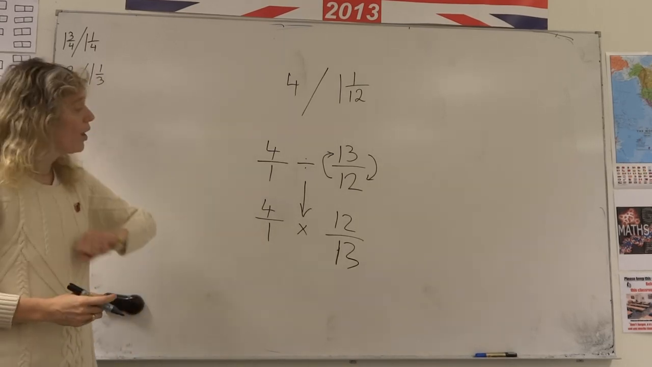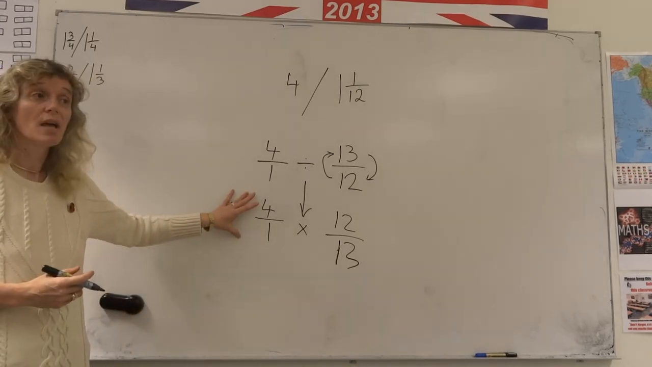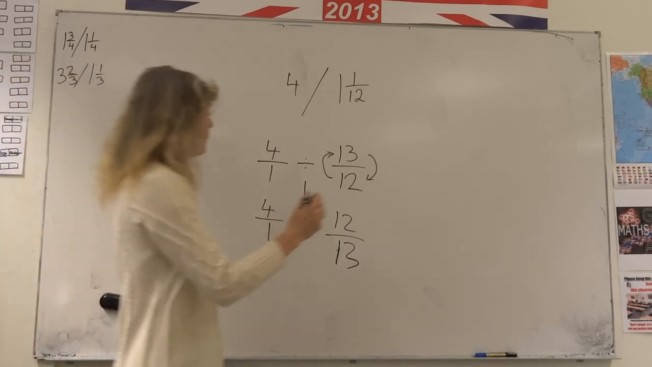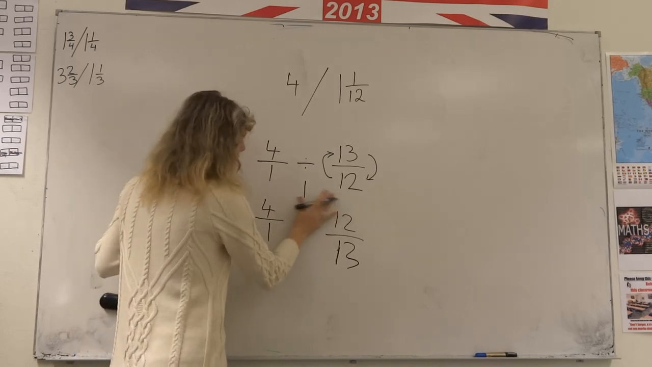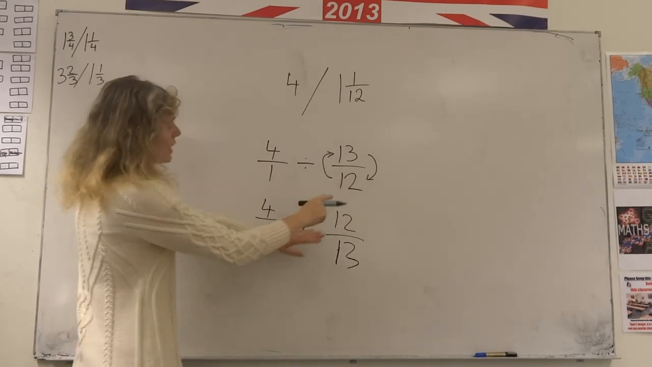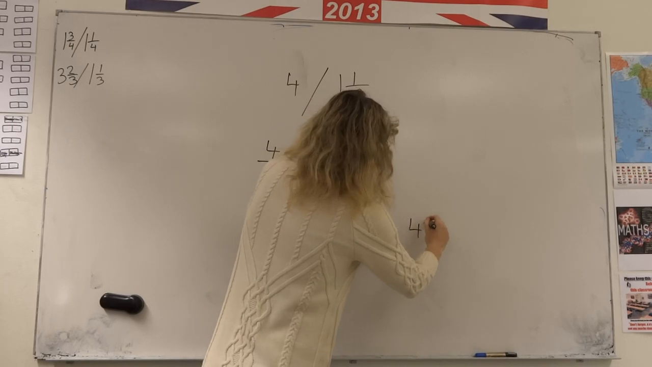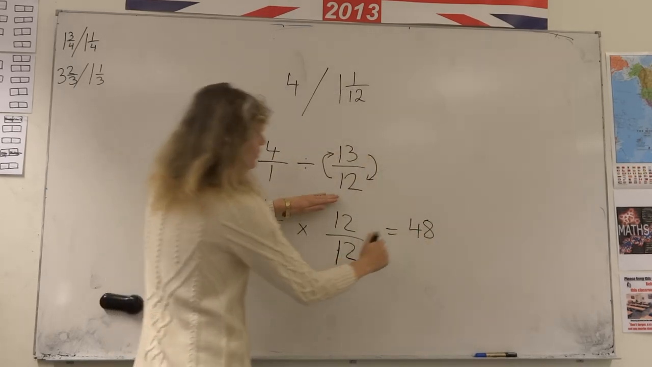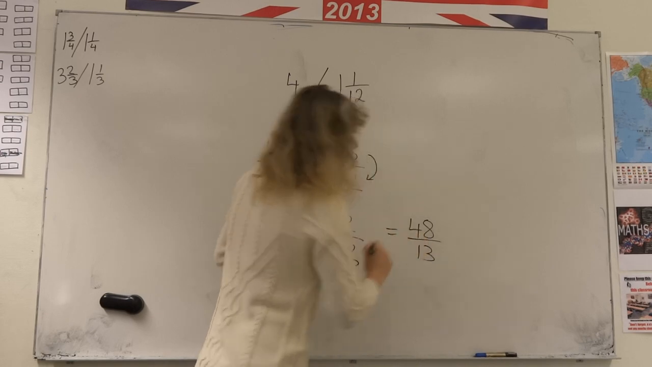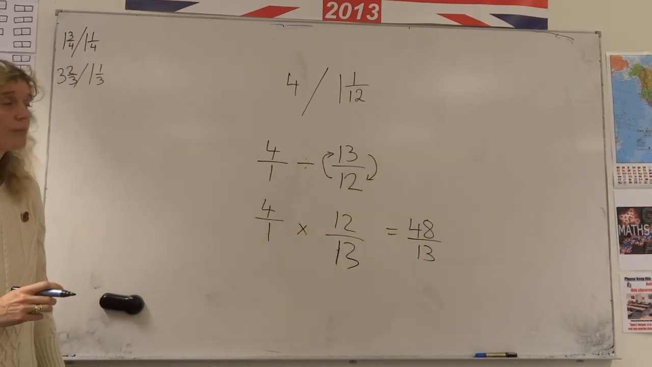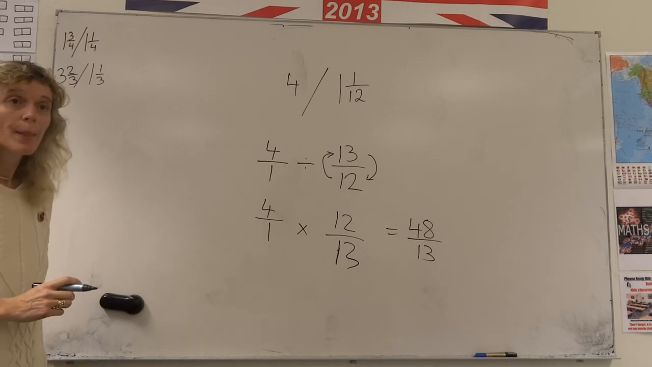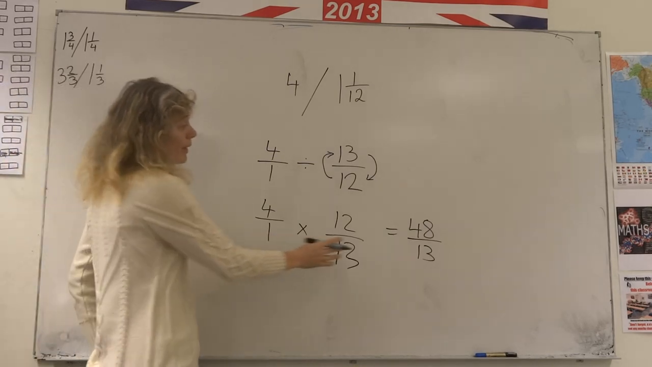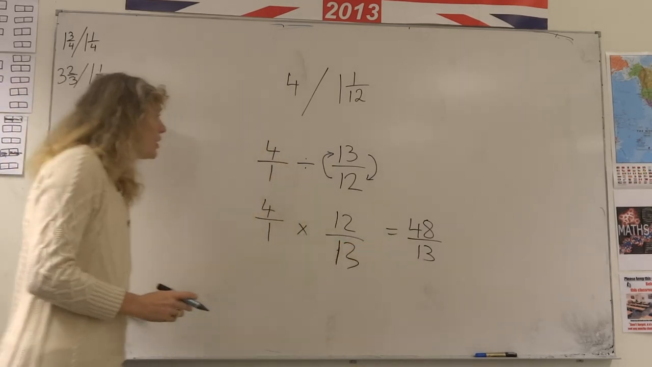Okay? Now it's really easy. Now you've got a multiply sign, and you've got everything set up here. So we do our rule exactly the same as we would normally do. 4 times 12 is 48. 1 times 13, 13. But now it's less than 4, since it's a top-heavy fraction. Should it be more? No, we have a top-heavy fraction.